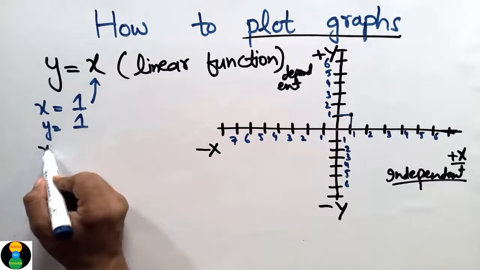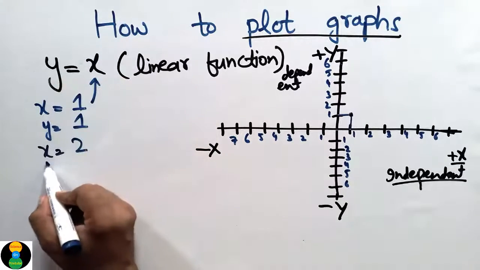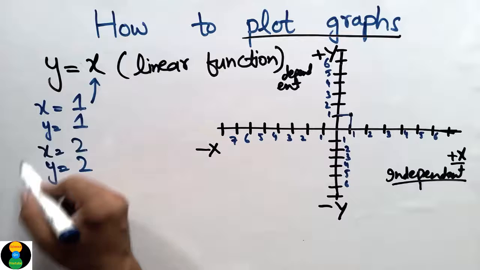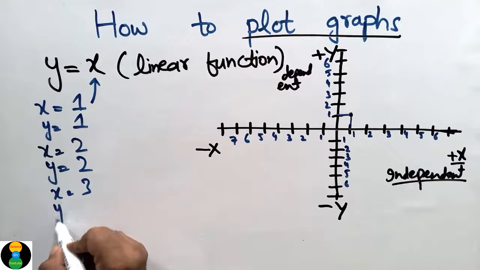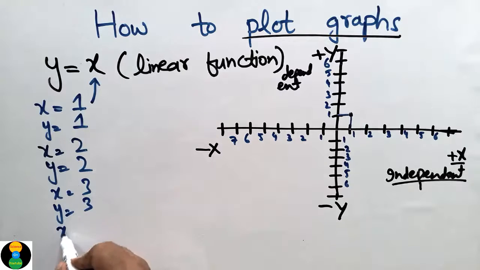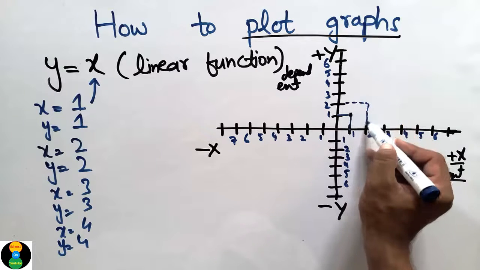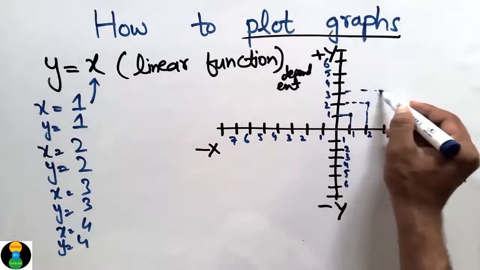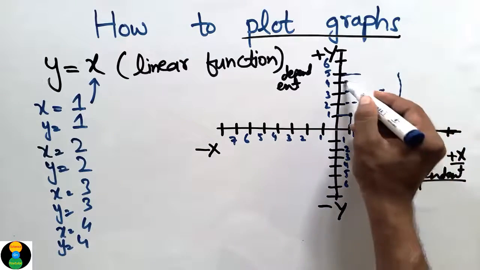Now again x is equal to 2. When we put 2 here, y also comes out to be 2, because it's a linear function. When x is 3, y also comes out to be 3. When x is 4, y also comes out to be 4. So when x is 2, here we see y is also 2. When x is 3, y is also 3. When x is 4, y is also 4 here.